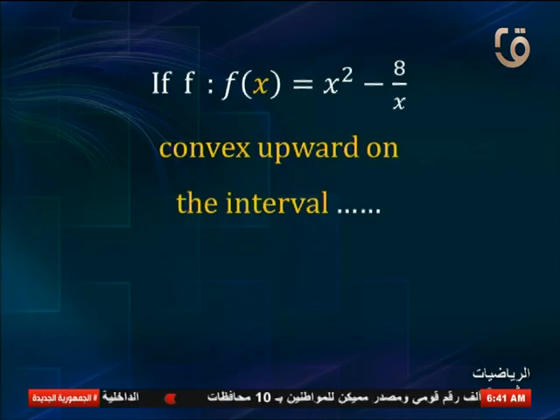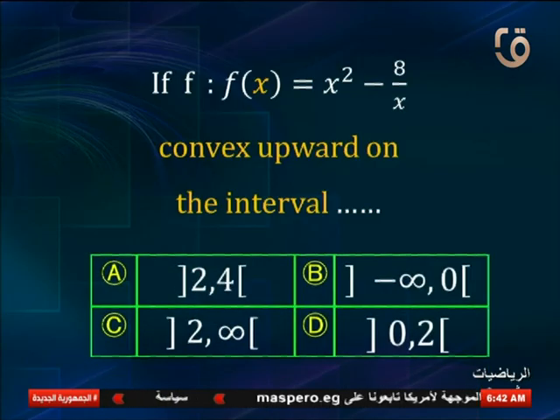Look at another example. F of x equals x squared minus 8 over x. Convex up on interval. What do you mean convex up? Convex up or convex down or convexity? We must find f double dash. And we put f double dash of x equal 0 and find the value of f double dash after 0 solution and less than 0 solution.